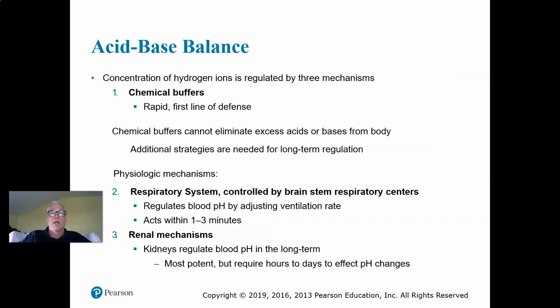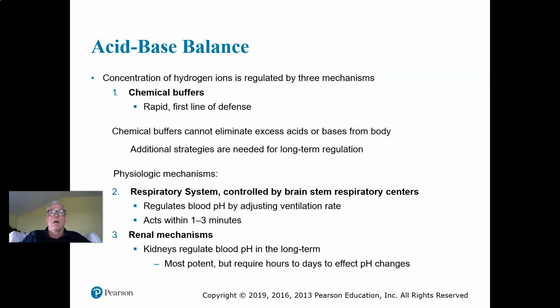What to do about hydrogen ions? There are three kind of stepwise things that happen to deal with those hydrogen ions so that they don't change the pH appreciably in our body. The first is chemical buffers. That's the immediate thing that happens.